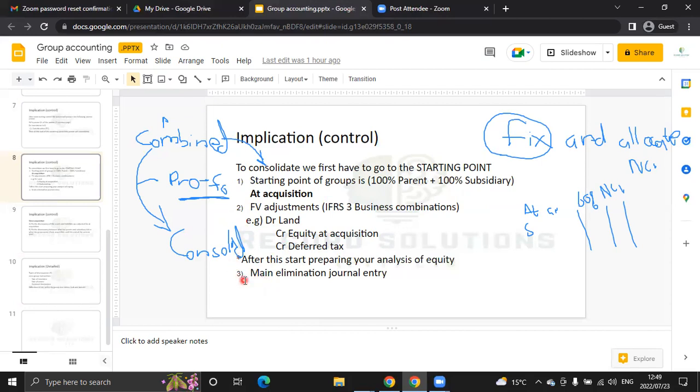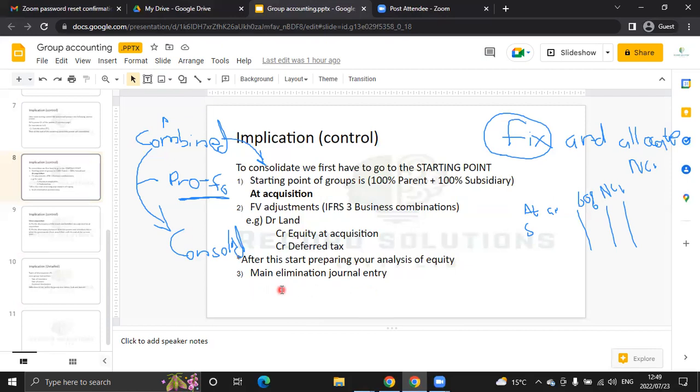And then after you are done with these, right? Like I said, they have exceptions and I'll go deep into them. So after we are done with this, you prepare the analysis of equity, right? And then we start with this main elimination journal entry. So I want to go to this main elimination journal entry. What is this main elimination journal entry, right?